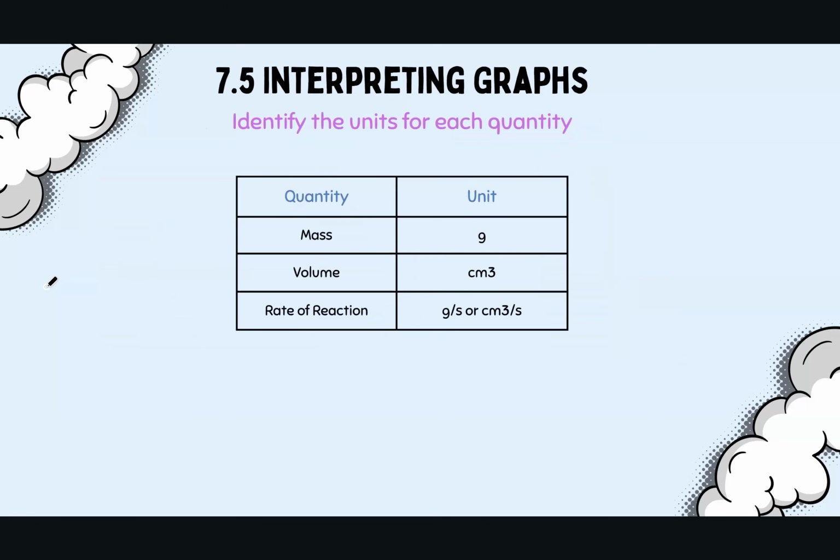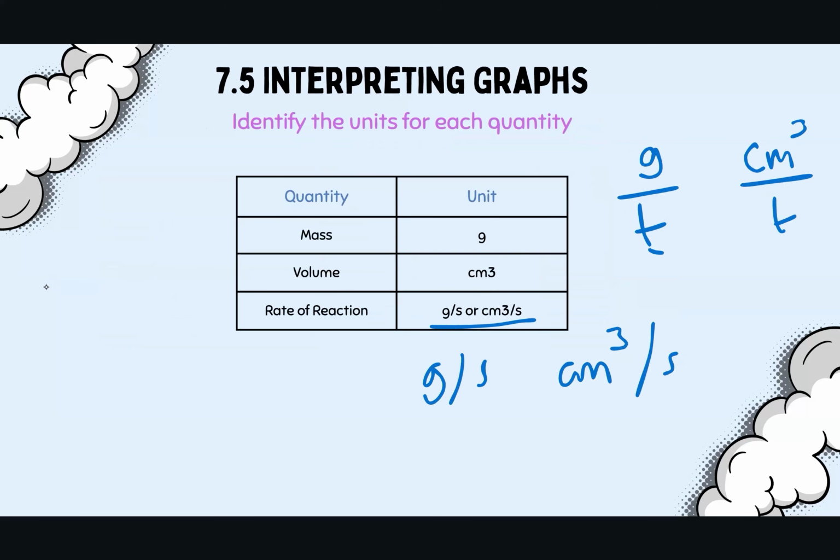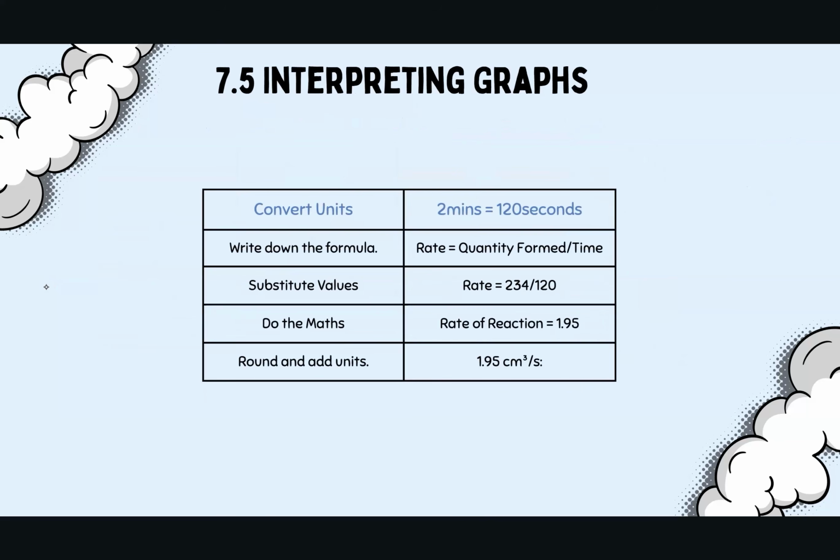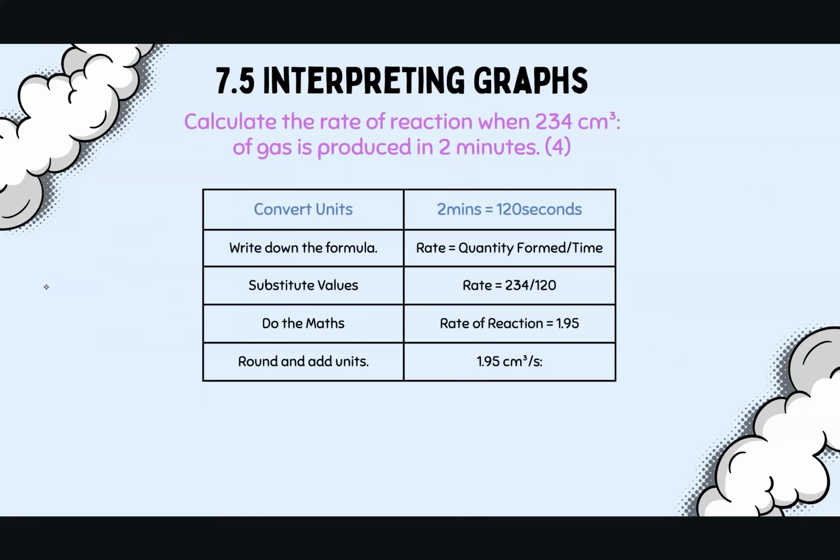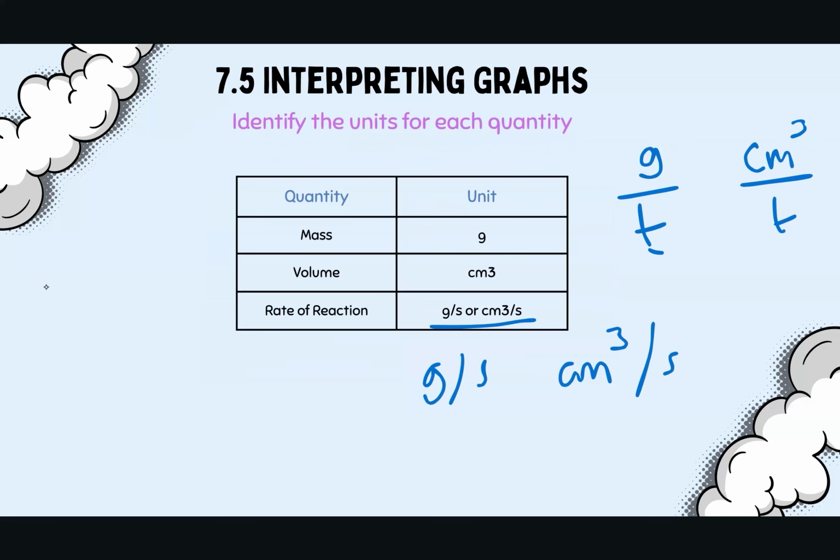Okay, now interpreting graphs. So it's what I said to you before. When you're working out the rate of something, what does rate of reaction mean? Rate of anything means grams divided by time or volume divided by time. So rate of reaction is measured in grams per second or centimeters cubed per second. It's going to be the mass divided by the time, or the volume of something divided by time. And don't forget, we're measuring time in seconds. That's why that's seconds, and that's why that's seconds.